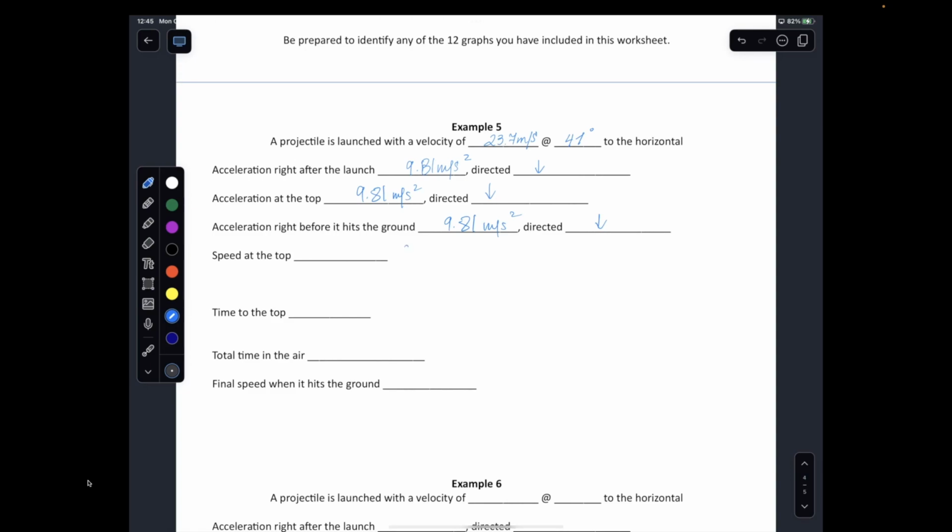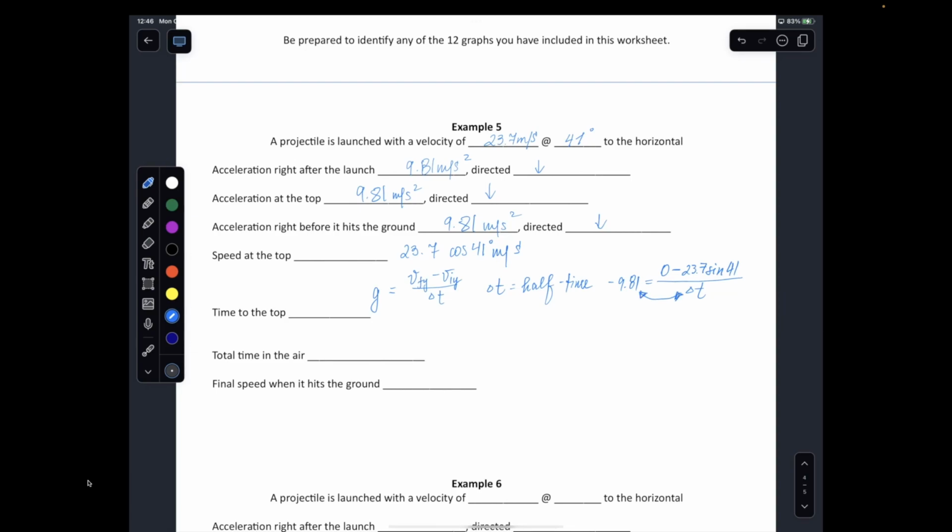Speed at the top is going to be 23.7 cosine of 41, whatever that number is, meters per second. Time to the top. So you remember the acceleration formula is v final y minus v initial y over change in t. And if I say that change in t is half time, then I can say negative 9.81 equals 0 minus 23.7 sine of 41 divided by change in t. That's how I can find my half time.